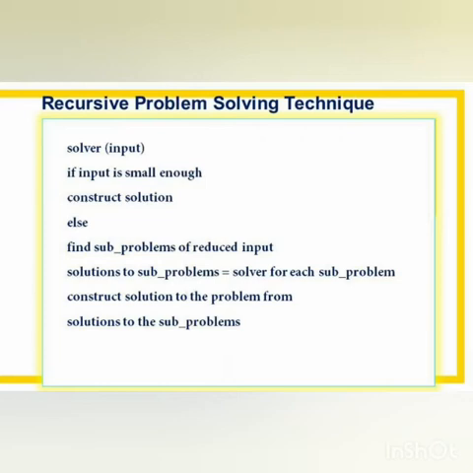Let's see an algorithm. Solver of input. If the input is small enough, immediately we construct the solution to the problem. Else, if the input is not small enough, find subproblems of the reduced input, then the solutions to the subproblems are equal to solver for each subproblem. So, for each subproblem, we will get an output. Then we have to gather all the outputs and finally produce the solution to the original problem here. Do you understand this?